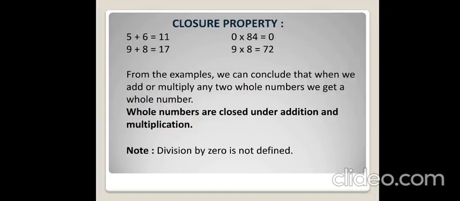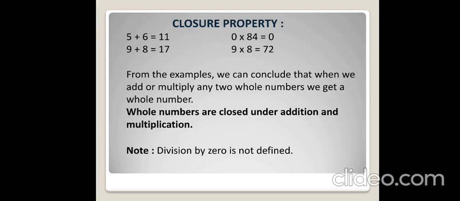What is meant by closure property? Yes, when you are adding or multiplying two whole numbers, the answer is a whole number. See the example. 5 plus 6 is equal to 11. Both are whole numbers. By adding, we get a whole number. Similarly, for multiplication, 0 into 84 is 0. When you are multiplying two whole numbers, the answer is also a whole number.